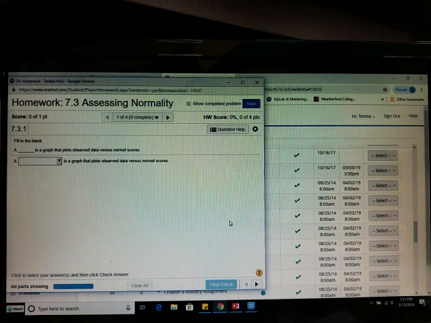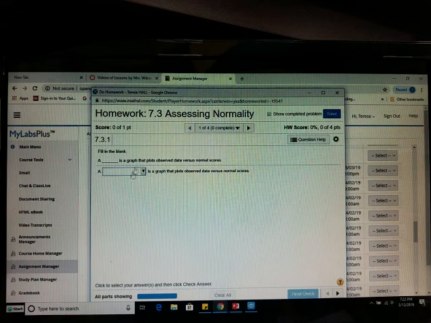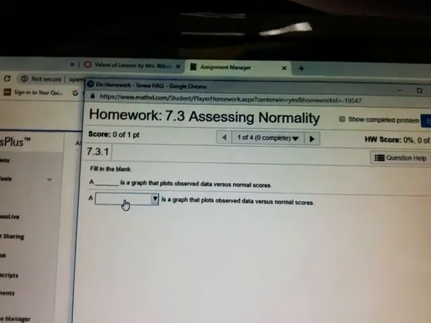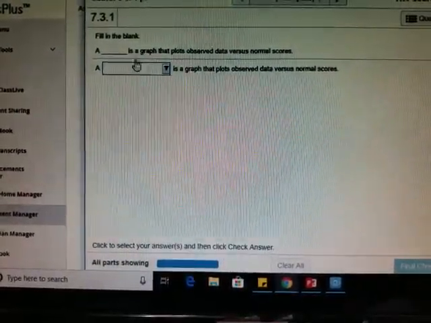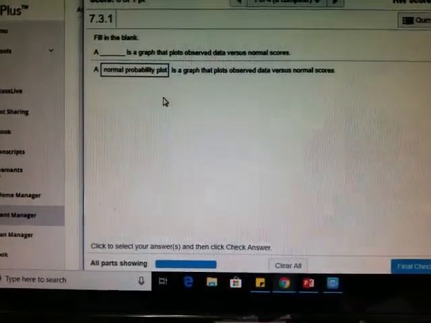What you do is graph on the x-axis your original x values, the values that you've collected, and your y-axis, which you would traditionally think of as the y-axis, now becomes the z-scores, or what we call the normal scores. So for question number 1, the blank is the graph that plots observed data values versus the normal scores. And this is what we call a normal probability plot.